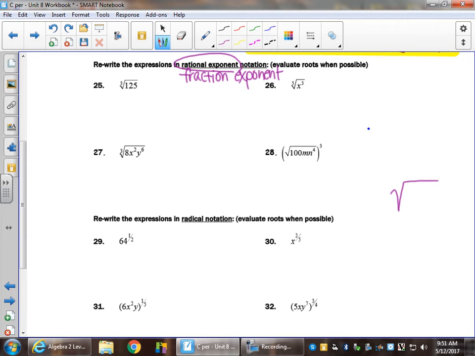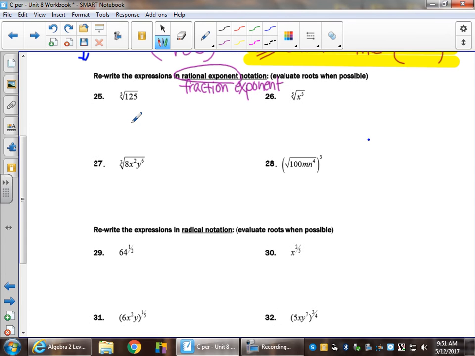In 25 through 28, what notation am I starting with? What was this called again? Radical. So here we are starting with radical notation and going to rational exponents. Good. So let's try this first with number 25. How do I read this out loud? Number 25. Cube root or third root of 125. So it's 125 raised to what power? The 1/3.